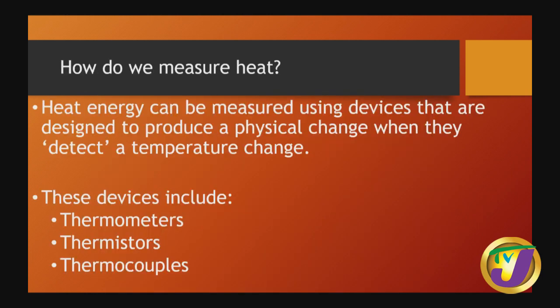How do we measure heat? Heat energy can be measured using devices that are designed to produce a physical change when they detect a temperature change. So any temperature measuring device must have the ability to change in response to a temperature change. When something is getting cooler, something must change for the device to operate. When it's getting warmer, the change must be the opposite. Once you are able to achieve this, it can become a temperature measuring device.